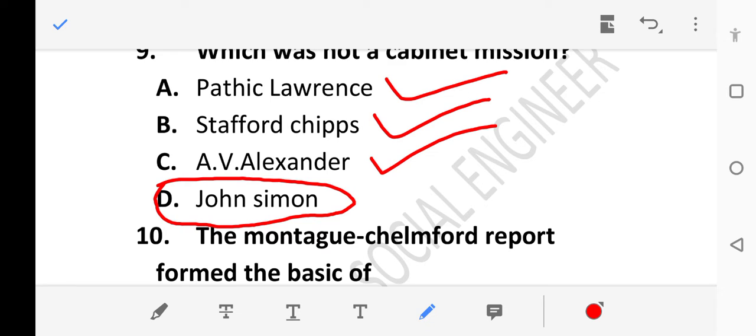So Patrick Lawrence, Stafford Cripps, and A.V. Alexander were not the members of cabinet. They were the members of the Cabinet Mission, and only one person, that is John Simon, was not a member of the Cabinet Mission. So option number D is the right answer.